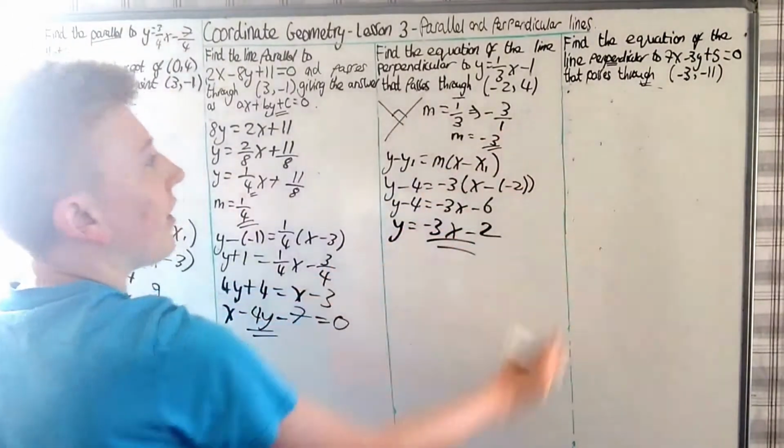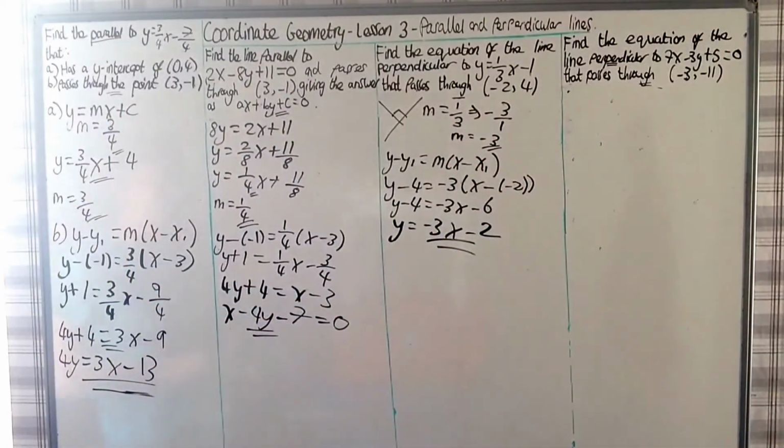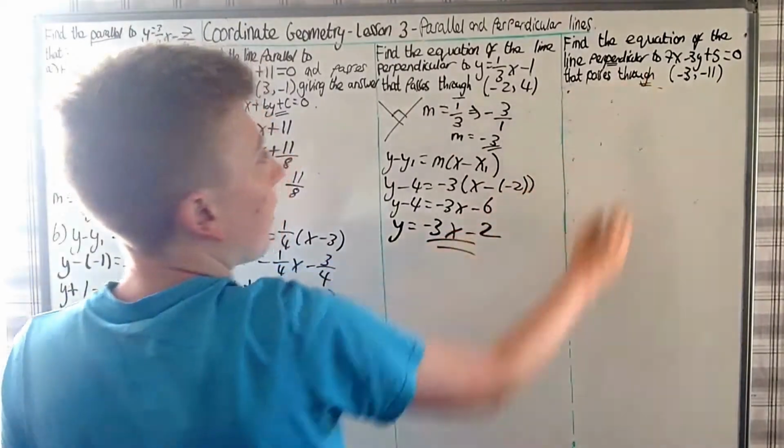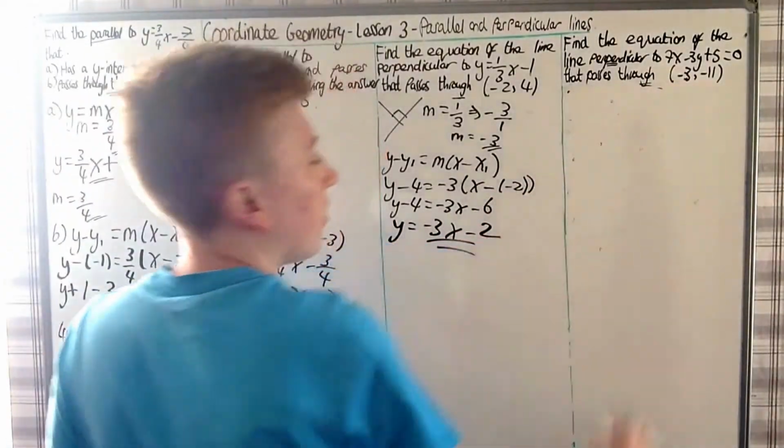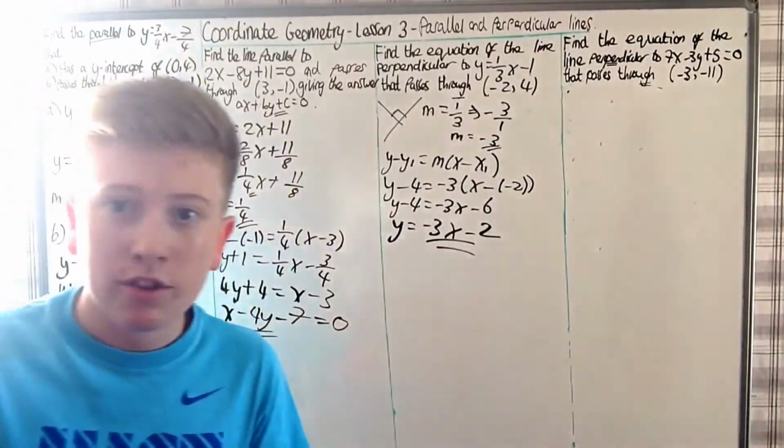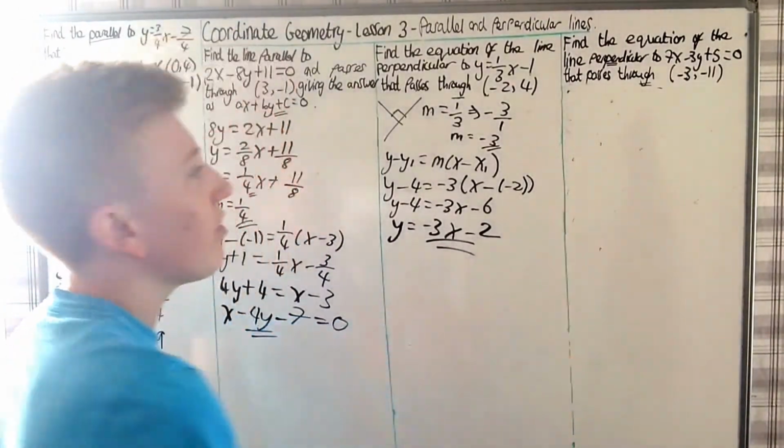Now let's move on to the final example, which is the hardest of all of them. Find the equation of the line perpendicular to 7x minus 3y plus 5 is 0 that passes through the point minus 3, minus 11. If you like, you can pause the video and have a go yourself. I'll go straight through it with you afterwards.